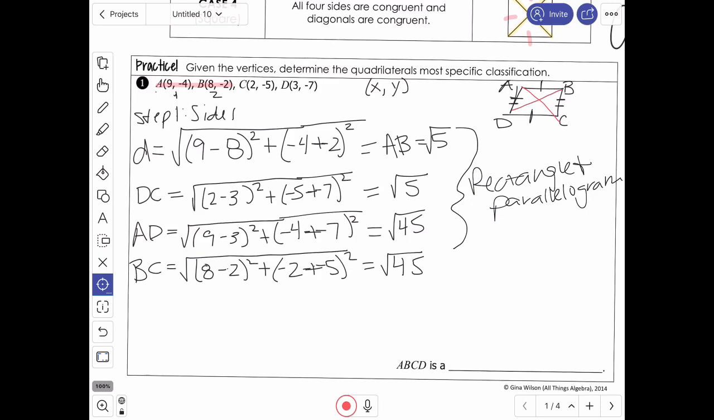Okay? So step 2. I'm still going to use the distance formula. And I'm actually going to have you calculate it this time. So AC and DB. So pause, try to figure it out, and then come back.